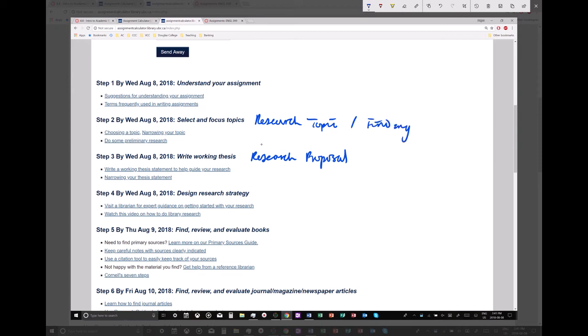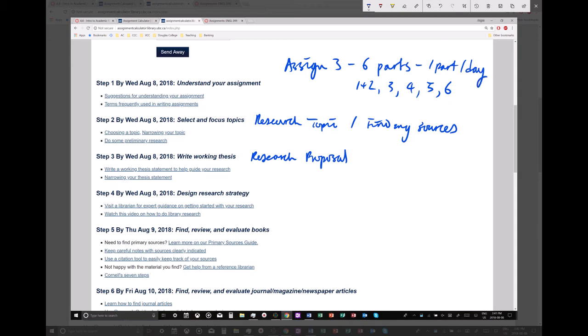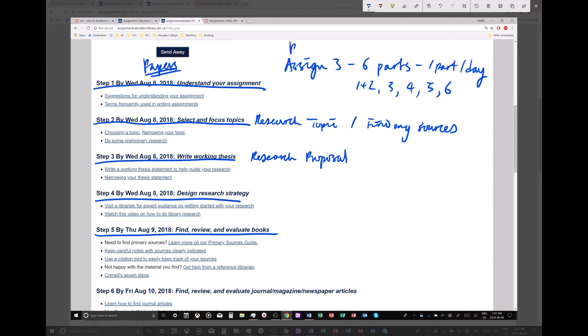You might want to include finding sources here. Remember, assignment 3 has 6 parts. Maybe do 1 part each day. And if the first part's really short, then you have enough time. So parts 1 and 2, and then 3, 4, 5, and 6. 1 part per day, potentially. This website doesn't do the steps for you for every single line, but it does the steps for papers, and you can use this process for anything.